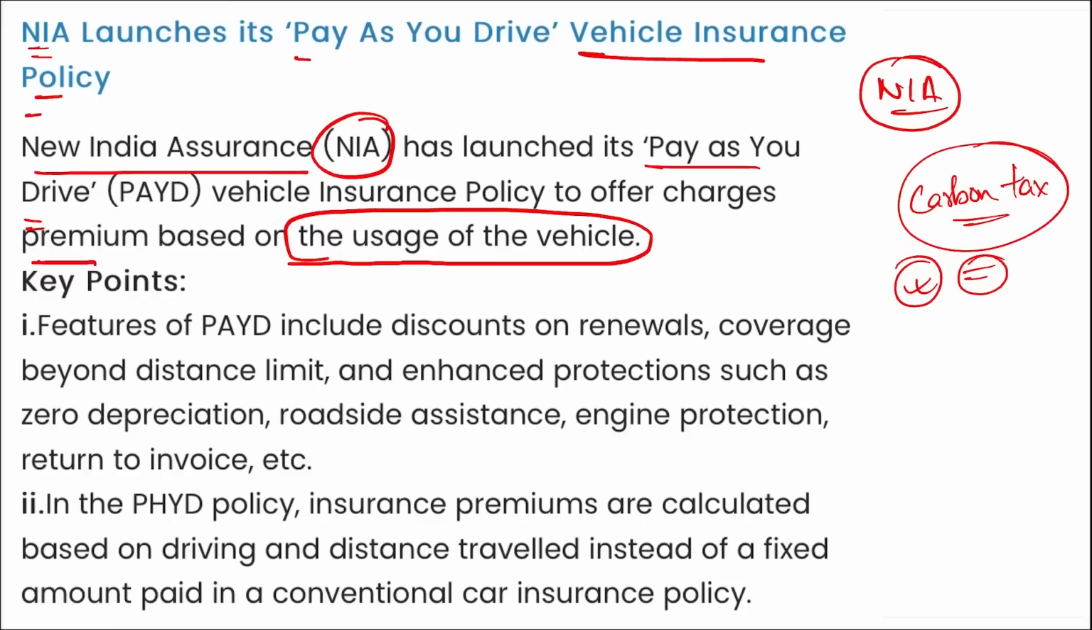Then coming back, if we talk about NIA, that is your New India Assurance, it was established in 1919 and the headquarter is in Mumbai, Maharashtra. And who is the chairman cum managing director? Neeraj Kapoor.